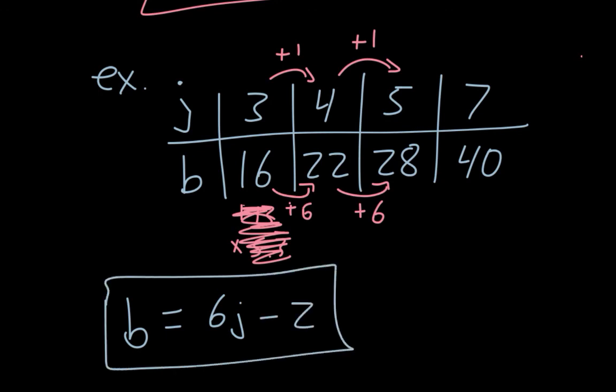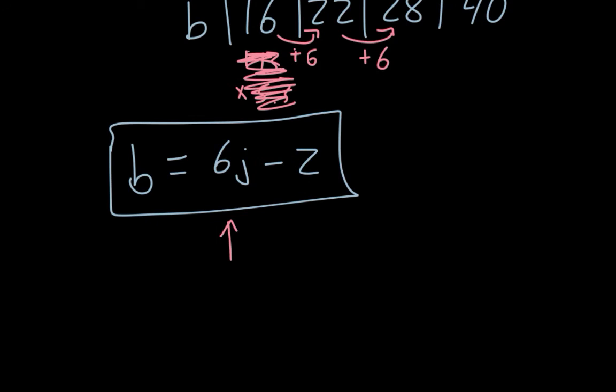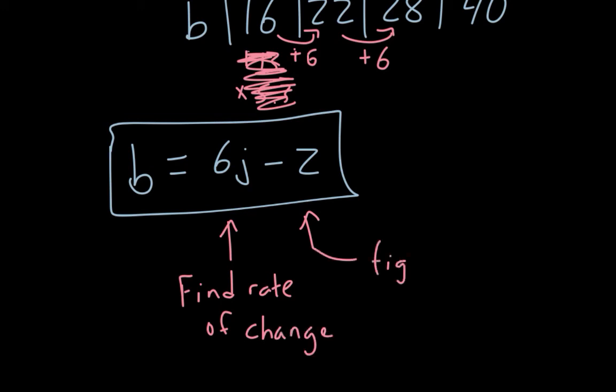And in a perfect world, you'd go through and actually check some of those to make sure you're right. So you could say 6 times 7 is 42, minus 2 gets you 40. 6 times 5 is 30, minus 2 gets you 28. But that's the equation. Should you write out something like find this first and then figure out the correction factor? Okay. So find rate of change and then figure correction.